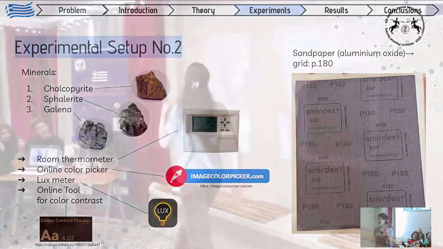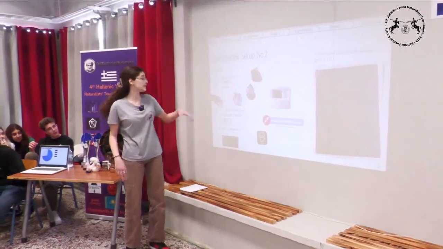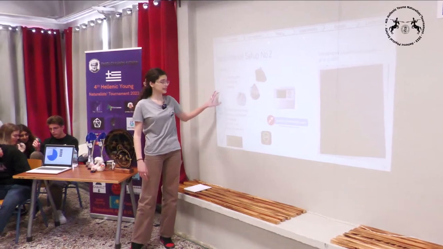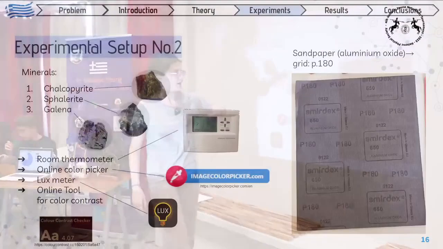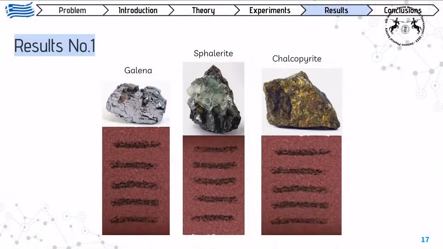For the types of minerals, as I mentioned before in the introduction as well, in the family of sulfides, we used chalcopyrite, sphalerite, galena. Again, the same tools and apparatus in order to keep everything controlled, and the same type and grade of sandpaper. Here you can see pictures of our results.